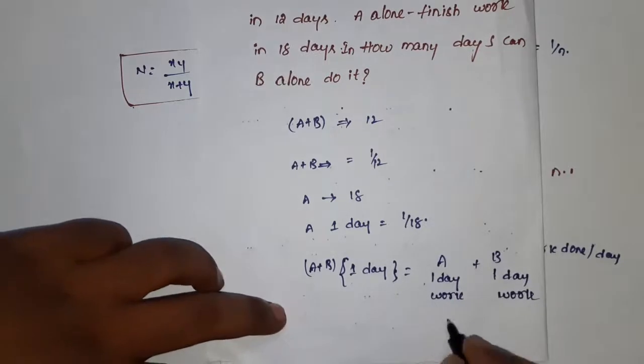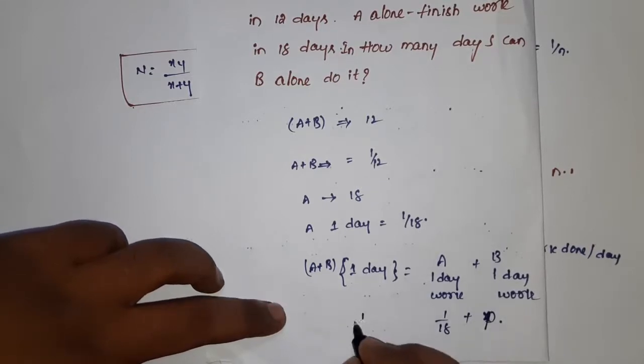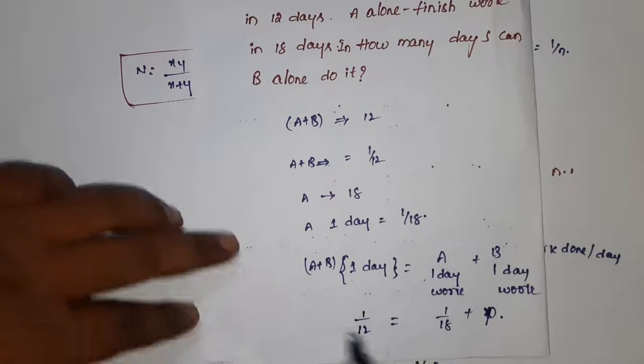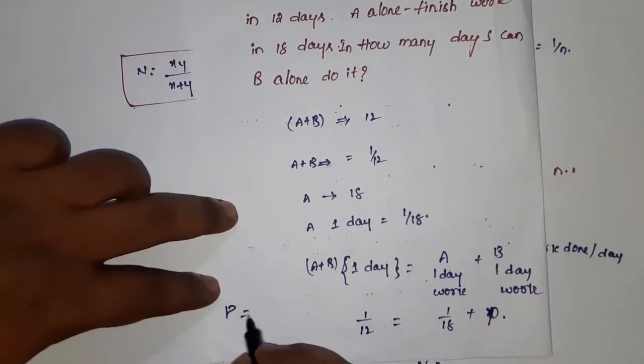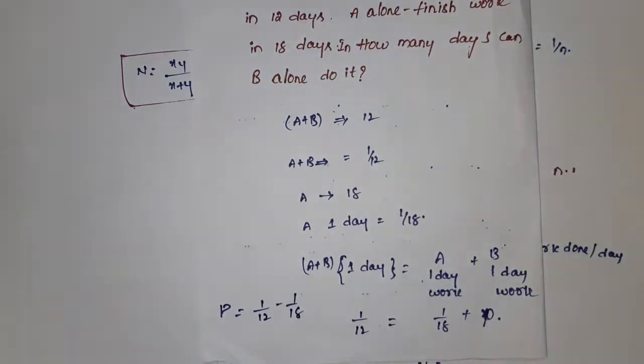What is A's 1 day work? 1 by 18. What is B's 1 day work? That we need to find out. Let us say it is P. What is the total 1 day work? 1 by 12. So the P value will be 1 by 12 minus 1 by 18. That will be the answer. You can simply take the LCM and calculate that. When we take the LCM or cancel all those things, we'll get the answer easily.